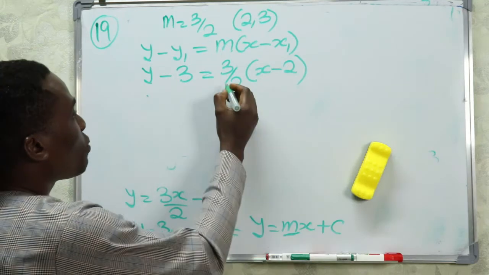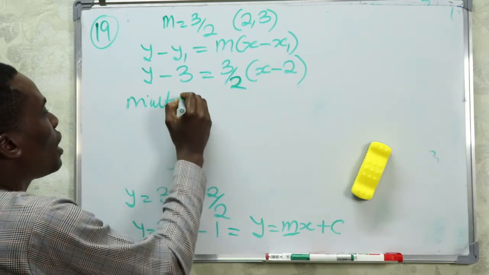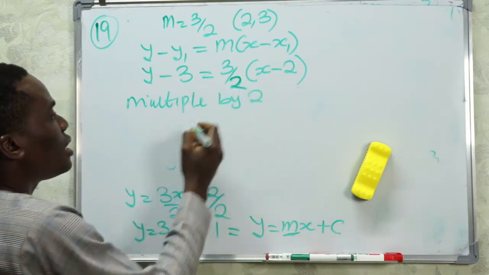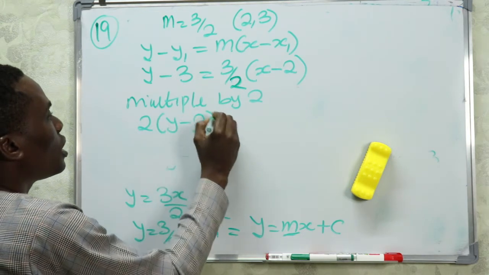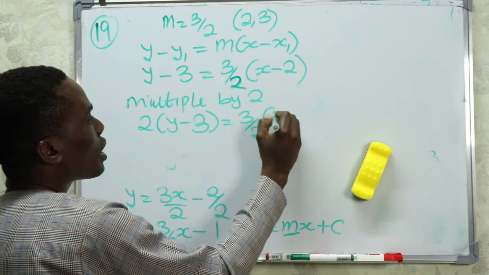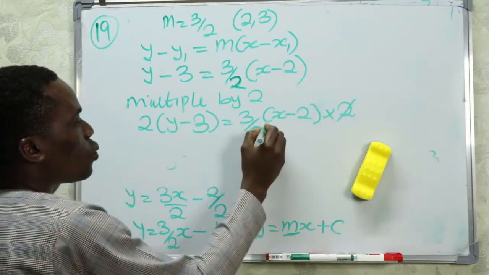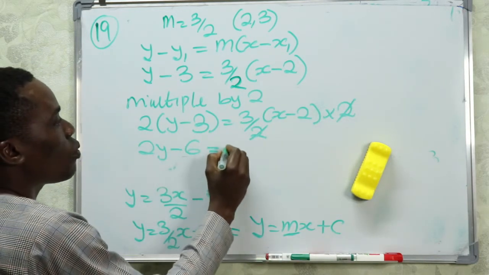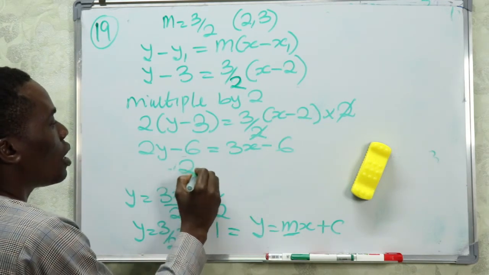I haven't gotten to this point. We will now have to multiply both sides by 2 to clear this fraction. So that will give me 2 into bracket y minus 3 equal to 3 over 2 into bracket x minus 2, times 2. This will cut this, and then we'll have 2y minus 6 to be equal to 3x minus 6.